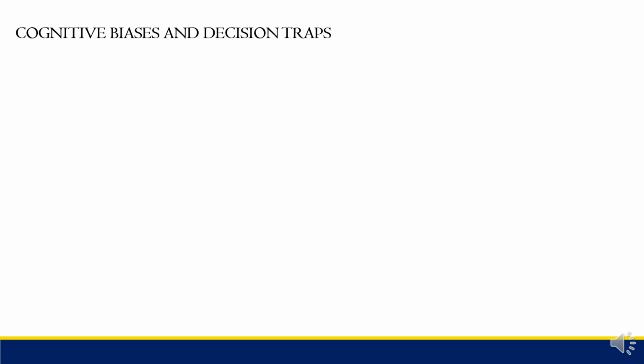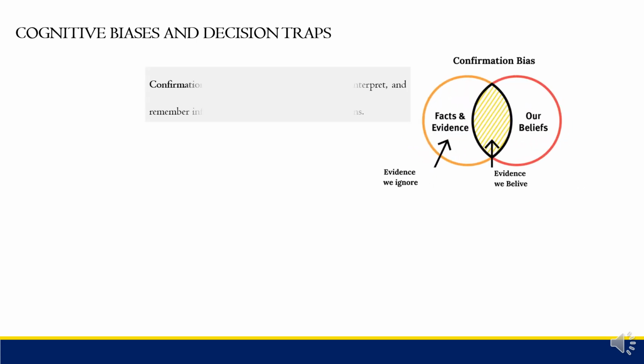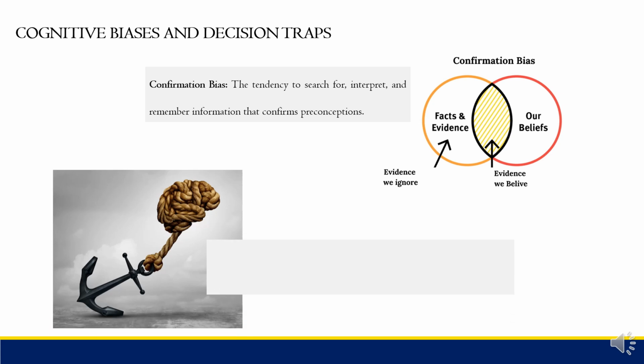Cognitive biases and decision traps. Confirmation bias, the tendency to search for, interpret, and remember information that confirms preconceptions. Anchoring bias, relying too heavily on the first piece of information encountered, that's the anchor, when making decisions.